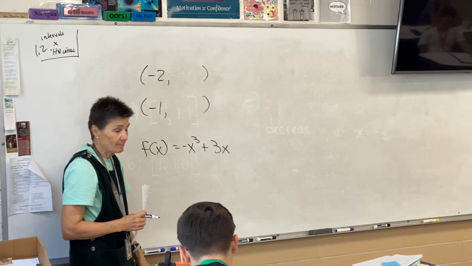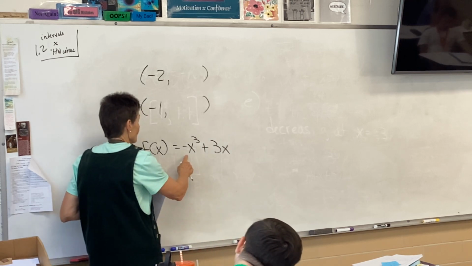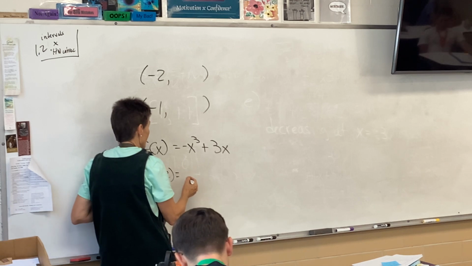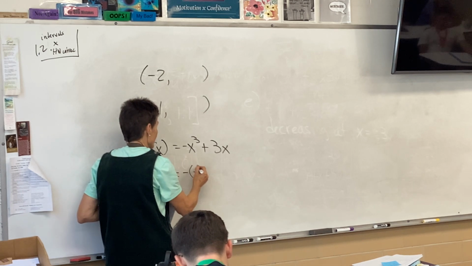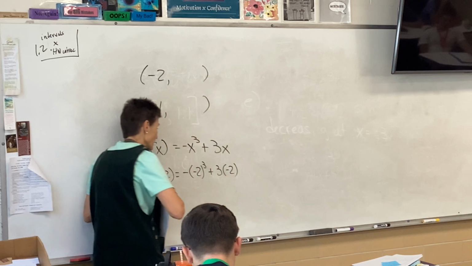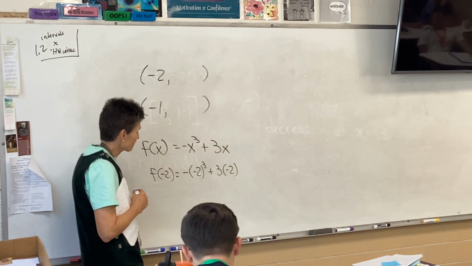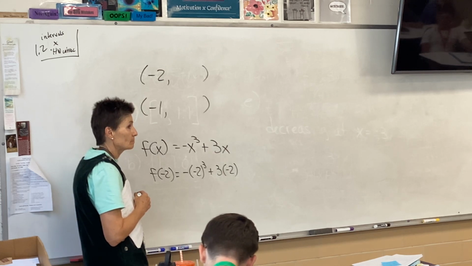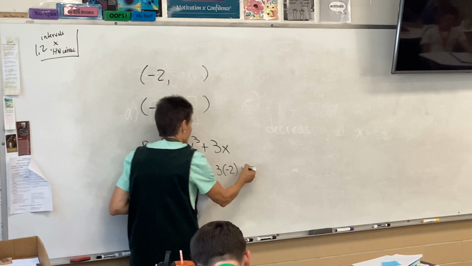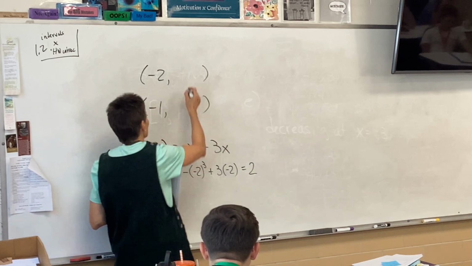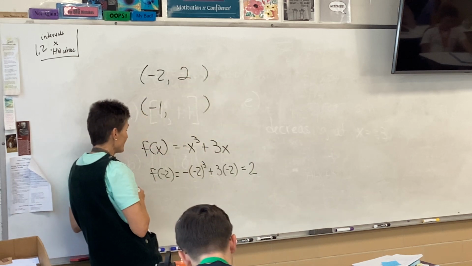Okay, easy. So let's put in -2. So -2 would be -2³ plus 3 times -2. Okay, so what is that? Two? What do you think, class? Is he right? A lot of negatives floating around. So we put in -2, we get 2.